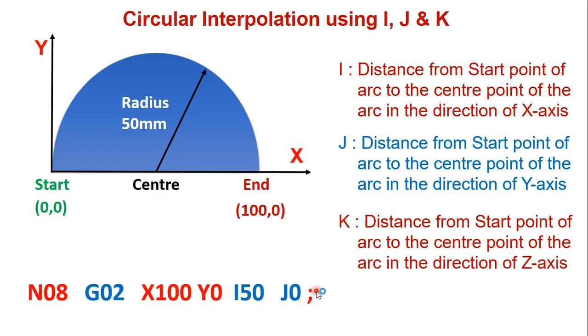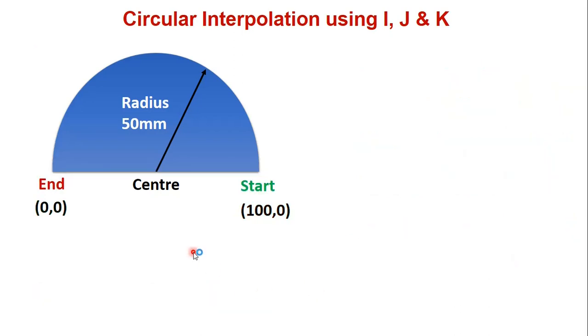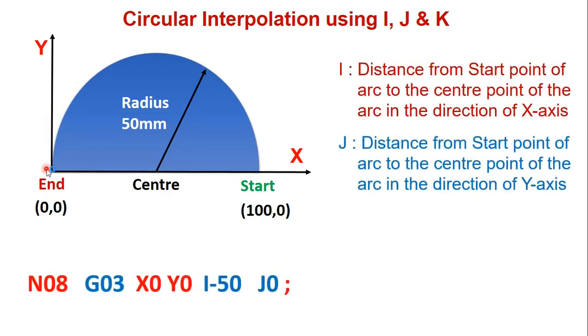Now let's take the second example. In this one I am taking the same circle, but I have changed the starting and end points. So the starting point I moved here, 100, 0, and then I want to move to the origin. So your tool will be here, and it will go like this in the anti-clockwise direction. Now it is anti-clockwise, so I cannot use G02, I have to use G03. The tool is here, it will go on moving like this, and this is my end point. What are the coordinates of the end point?